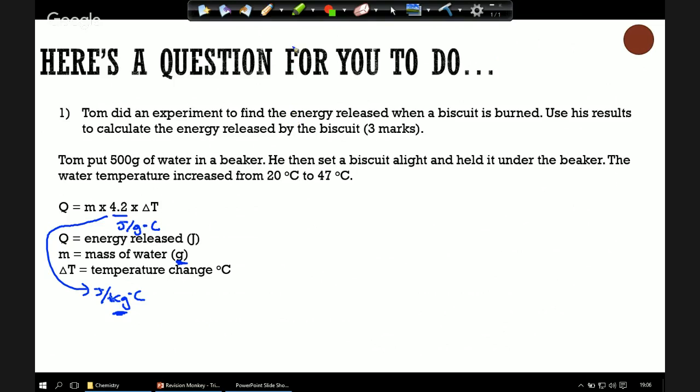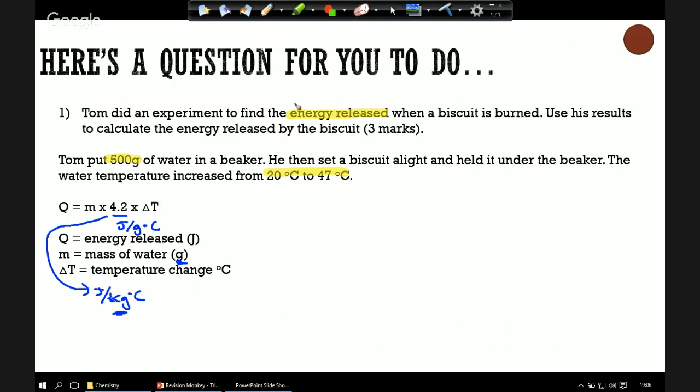Okay, so this is where a highlighter in the exam comes in important. So you'd highlight the key bits. It says find the energy released when a biscuit is burned. Use his results to calculate the energy released by the biscuit. So Tom put 500 grams of water in a beaker. He set the biscuit alight and held it under the beaker, and the water temperature increased.